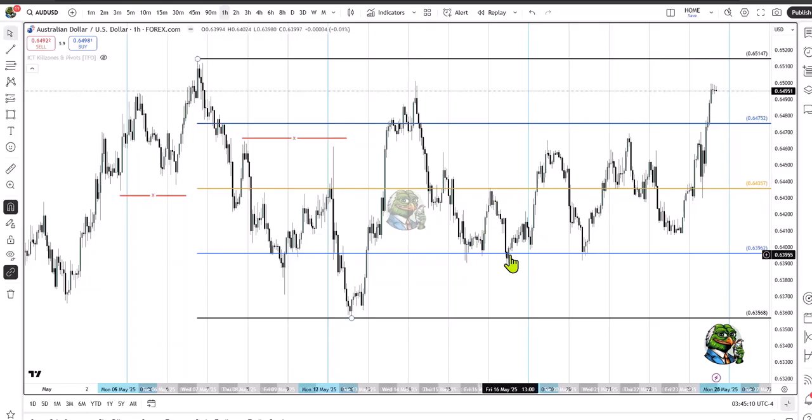Again, this is 11 a.m., 1 p.m. Wouldn't be interested there. This is London. Wouldn't be interested there, right? This is now New York. I wouldn't be interested there because I want to be trading Asia time, right? If I'm trading the Aussie dollar, I want to be trading it in the Asia time, okay?